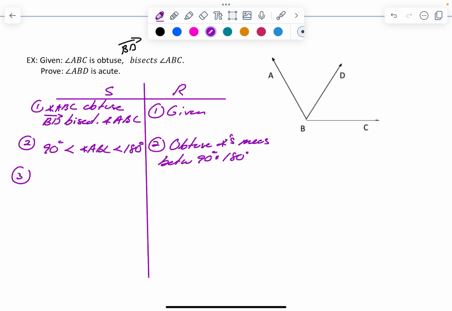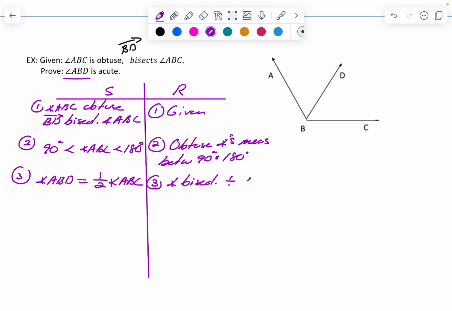So now let's use the fact that BD bisects angle ABC. Also, remember we want to talk about ABD being acute. So let's focus on ABD. If BD is the bisector, we know that angle ABD is going to be equal to half the measure of ABC. And that's because an angle bisector divides the angle into two congruent angles. In other words, that bisector is going to cut it in half.